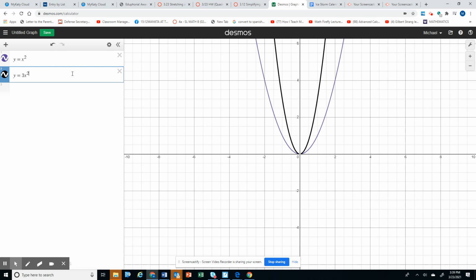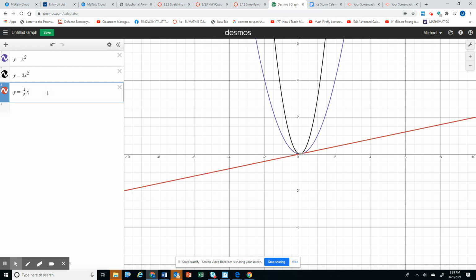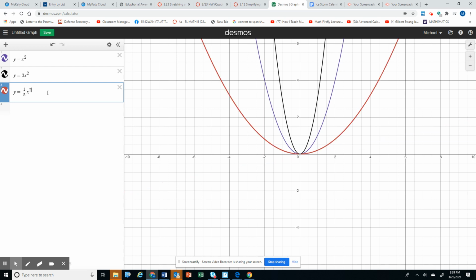Okay, and then the next graph is going to be 1/2 x squared. So let's use y is equal to 1/2 x squared. Okay. So you have 3 graphs there, and it wants to know which graph is the widest. Well, the widest one is the red graph, which is the 1/2 x squared. Okay, so that is the widest graph.